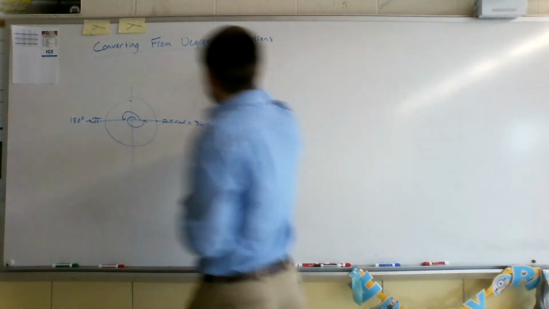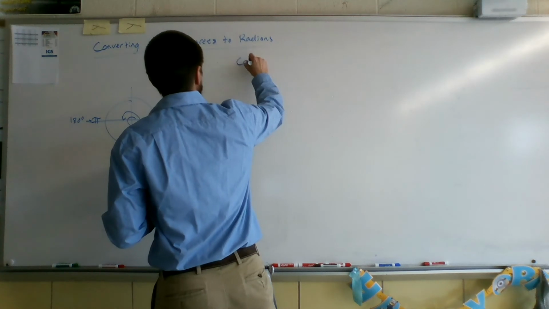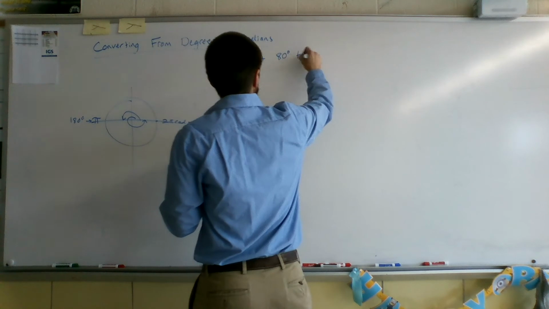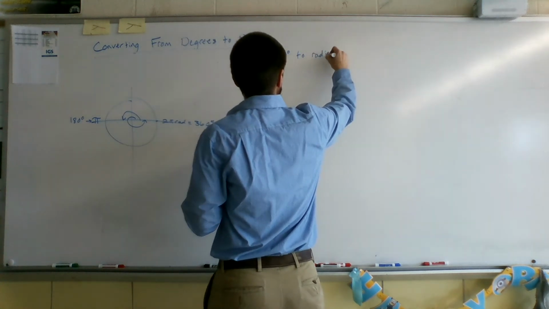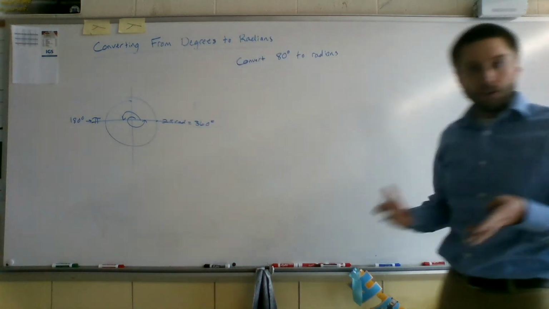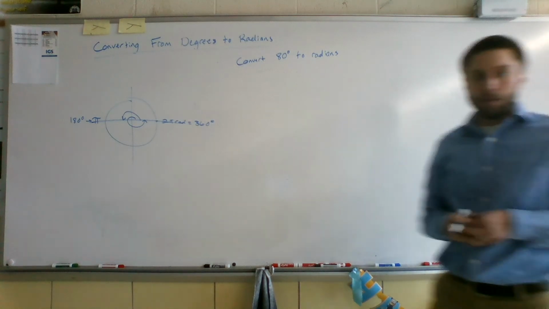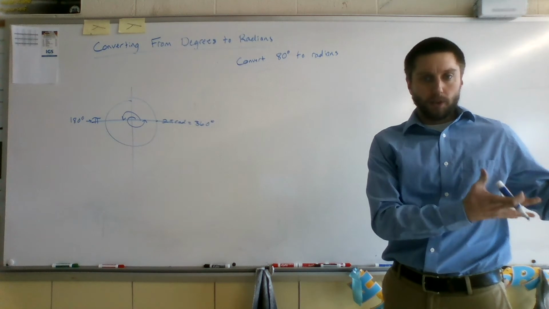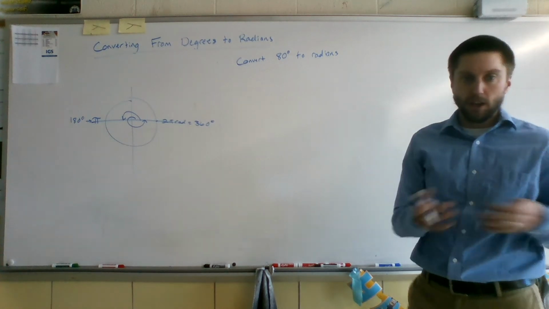So for example, let's go ahead and convert, I don't know, 80 degrees to radians. Okay, so it's an 80-degree angle. Maybe we have a problem where they gave us the angle in degrees, but everything else is in radians, and so we need to match them up, right? So how do we do this?